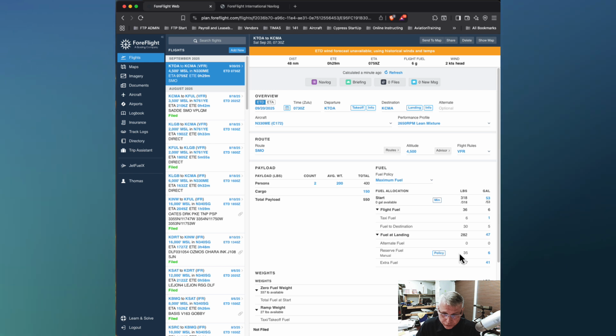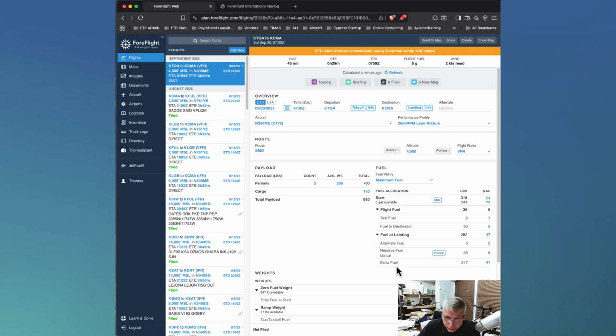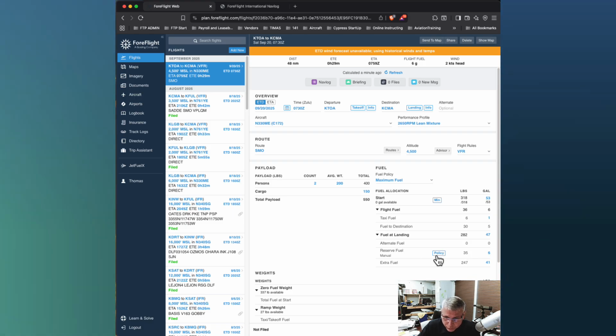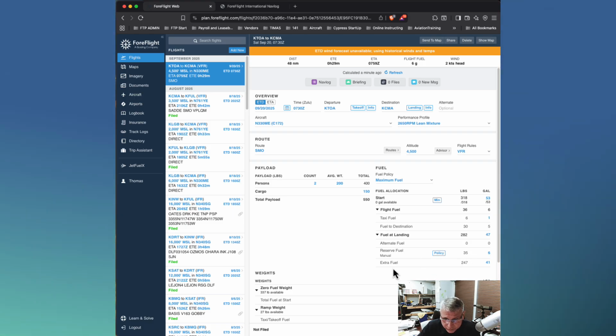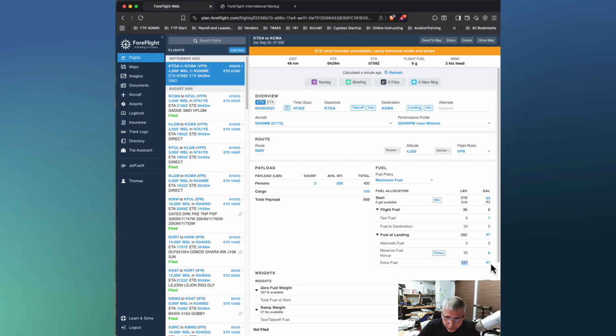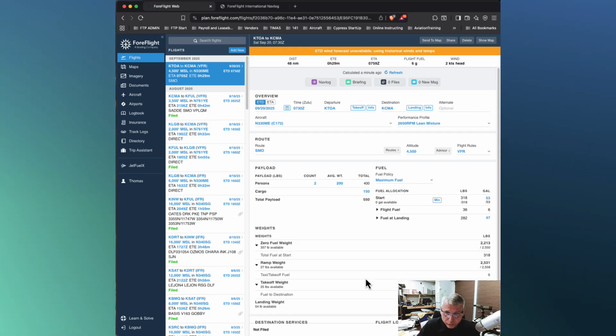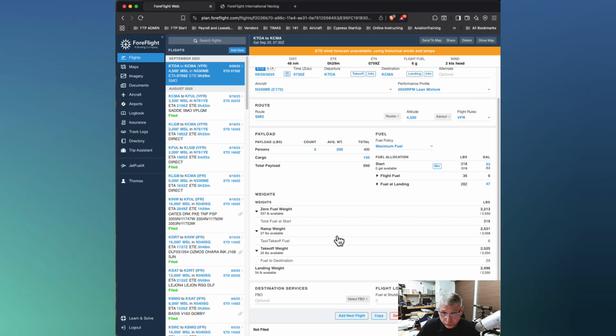Alternate fuel, reserve fuel, we still have over 35 pounds of fuel. This is a manual entry, so we can change that policy. Again, we're not getting into this. I'm just giving you the overview. We have extra fuel, and that amounts to 41 gallons. You add all of that up, and that gives you 53. Okay, so we'll close those down.